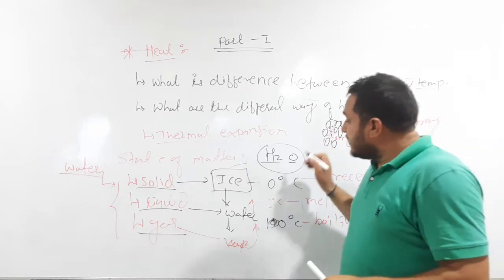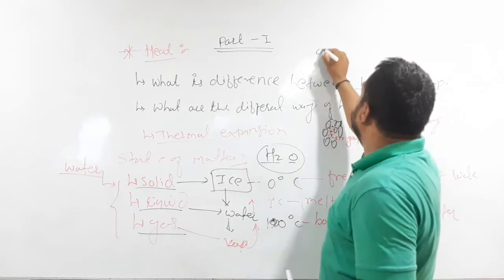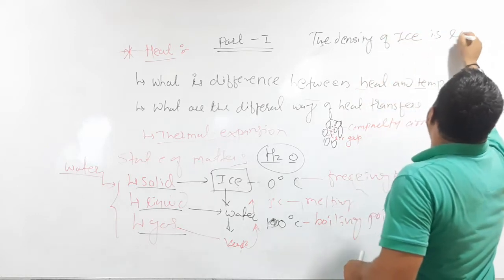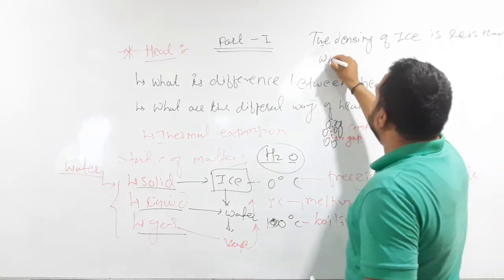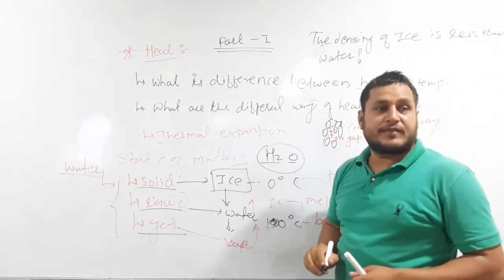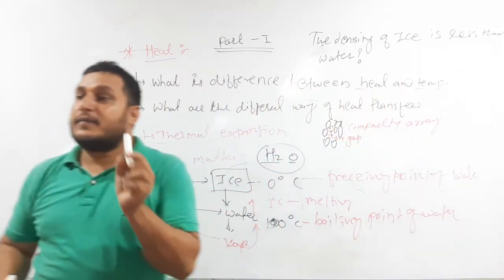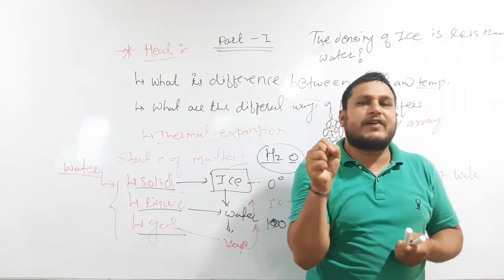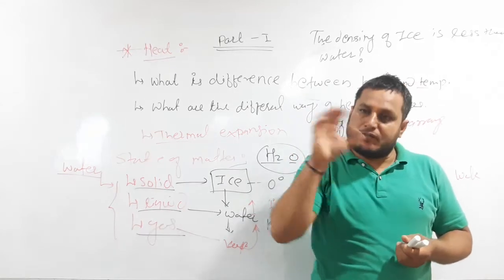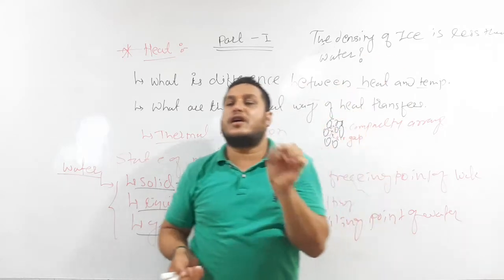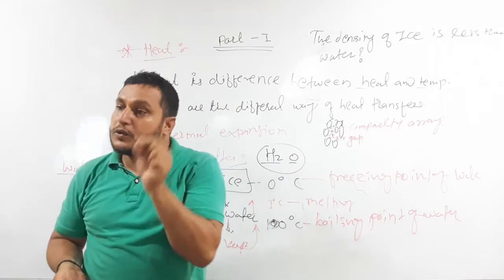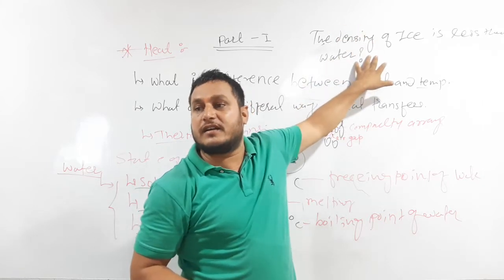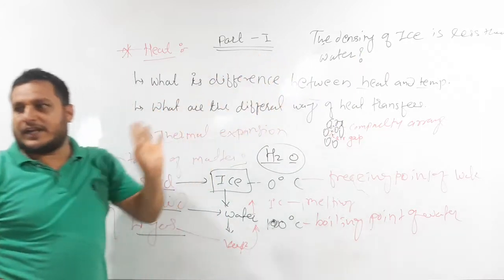Due to that air, we can say the density of ice is less than water. Why? If someone asks you the question, why? Because the water molecules are compactly arranged while they clot, and while they freeze there is a small air gap between the two water molecules. Due to that air bubble, the density of ice is less than water. Clear? Are you getting me?